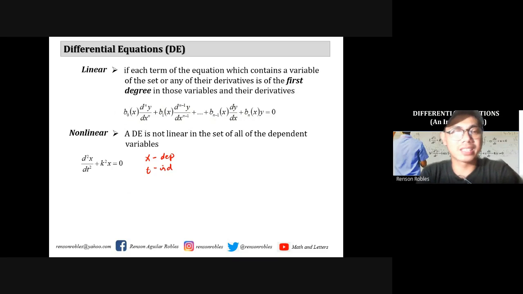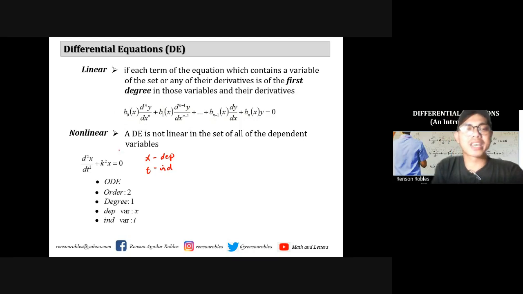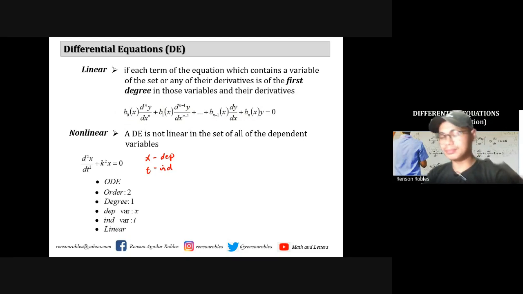So we can say that this is an ordinary differential equation, of order 2, degree 1. Again, the dependent variable is x and the independent variable is t. So is it linear or nonlinear? Since this can be expressed in this form, therefore this is a linear differential equation.